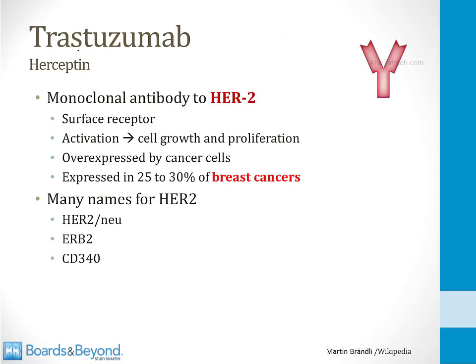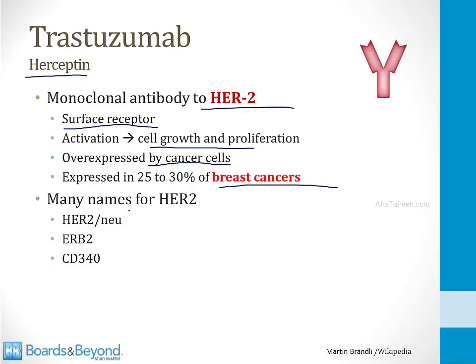Our next drug is trastuzumab, which most people call by its trade name Herceptin. Trastuzumab is a monoclonal antibody to HER2. HER2 is a surface receptor, and its activation leads to cell growth and proliferation. It's overexpressed by many cancer cells, and it's expressed in 25 to 30% of breast cancers, so this drug is often used in breast cancer.